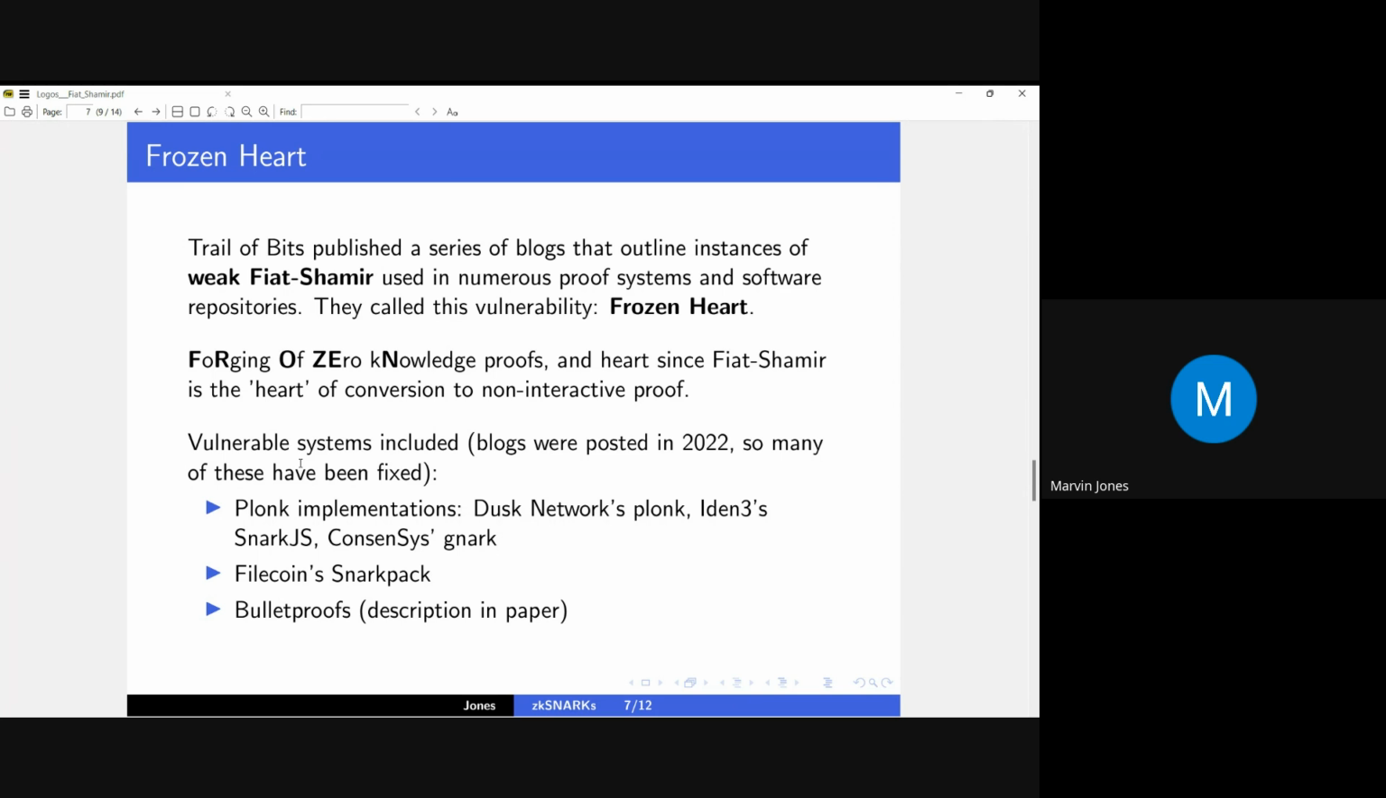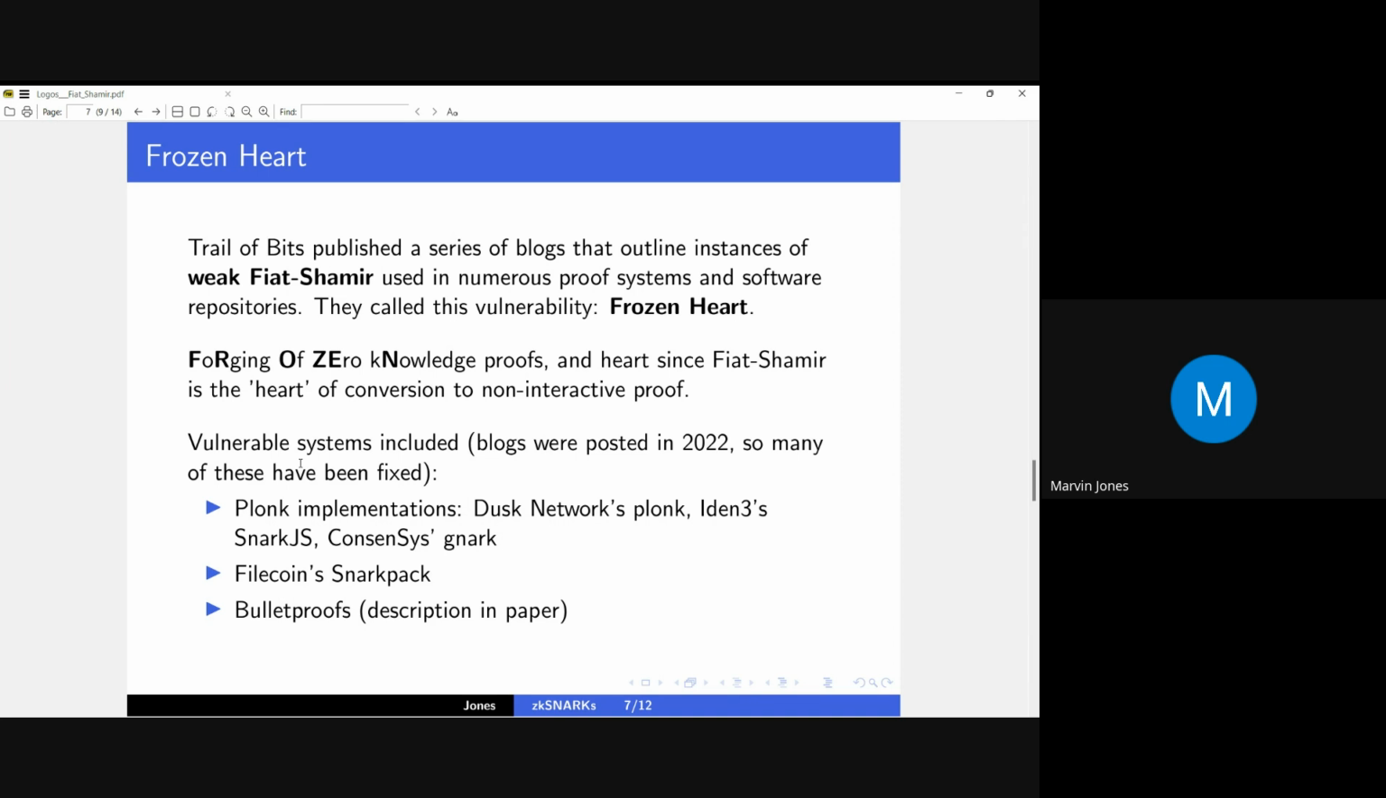Trail of Bits published a bunch of blogs basically outlining instances of weak Fiat-Shamir. They called this particular vulnerability Frozen Heart, which sounds way cooler than just saying weak Fiat-Shamir. But they found this instance in multiple places. They found it in implementations of Plonk. They found it in SnarkPack, Bulletproofs. And it permutates in a lot of places.